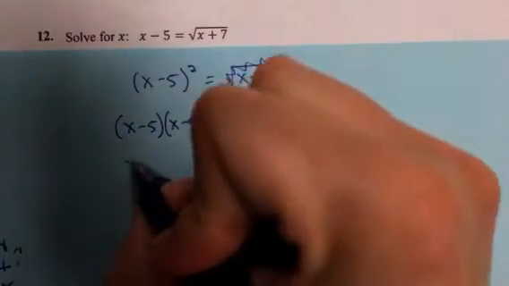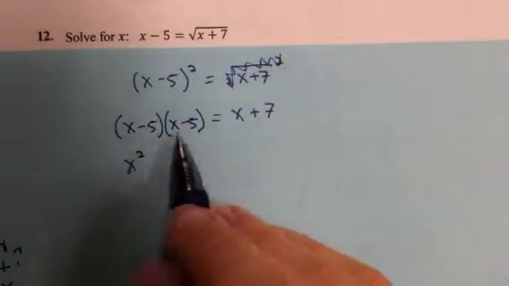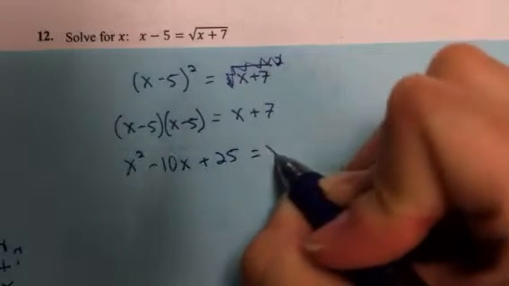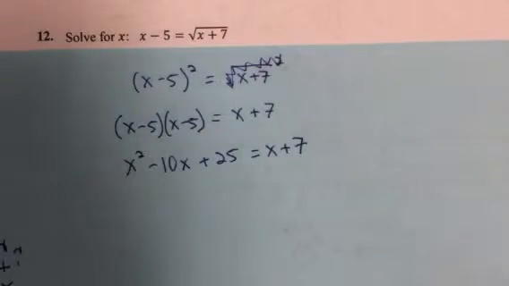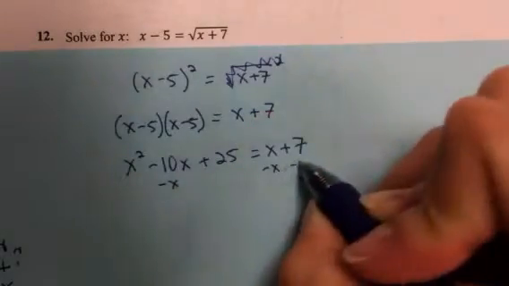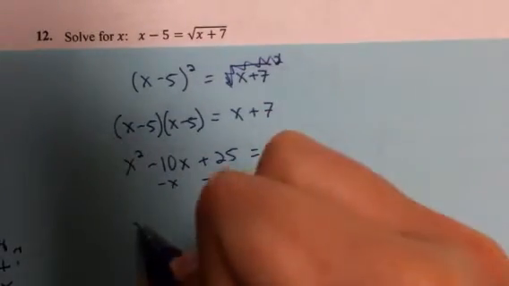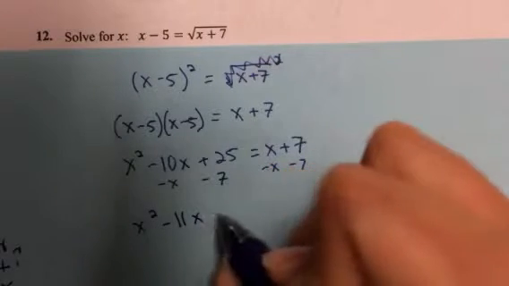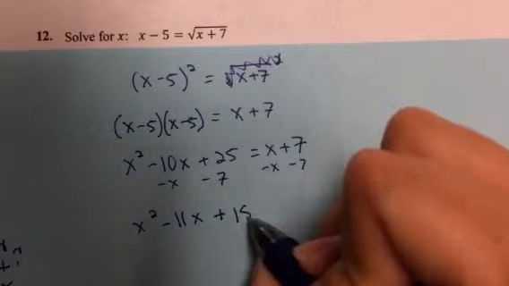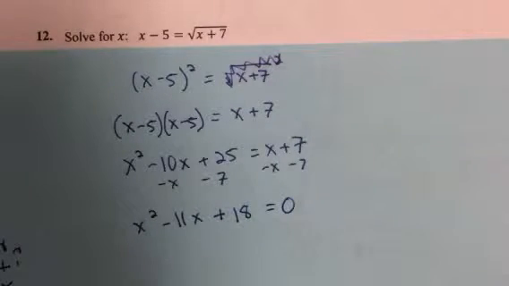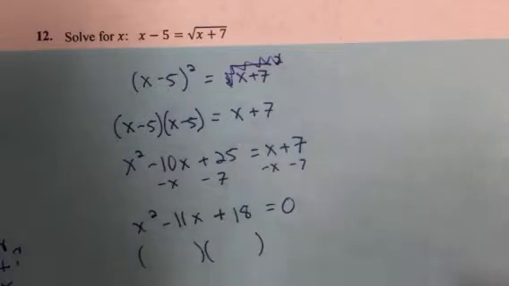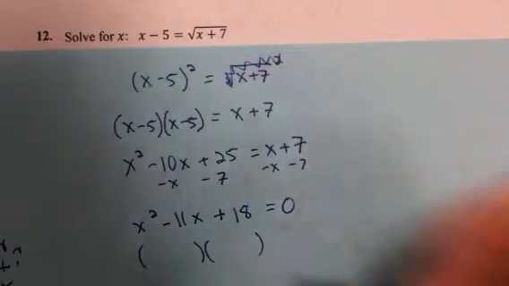So x squared minus 5x minus another 5x plus 25 equals x plus 7. Let's get everything over to one side. So minus x minus 7 minus 7. 18 equals 0. And so we need two things that multiply to 18 and add to 11.